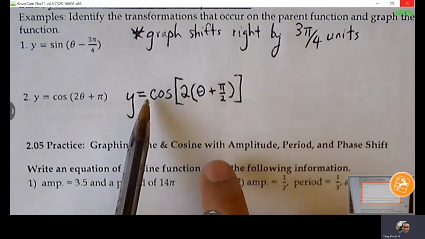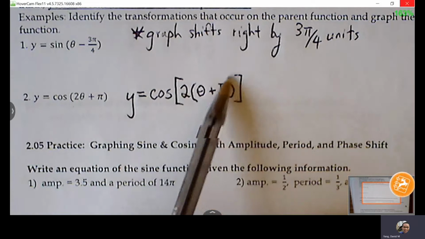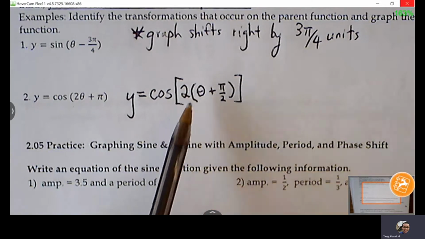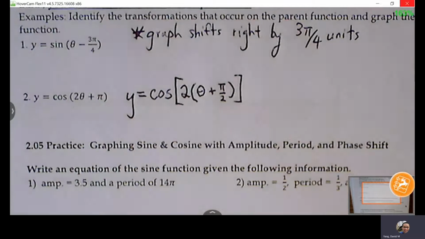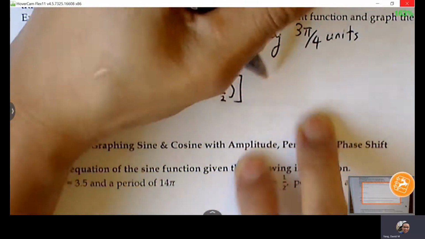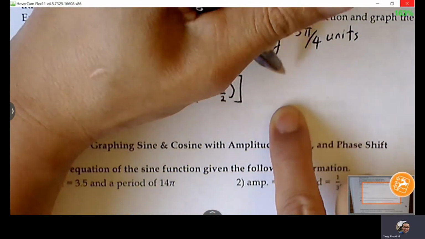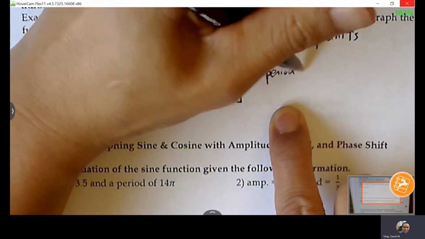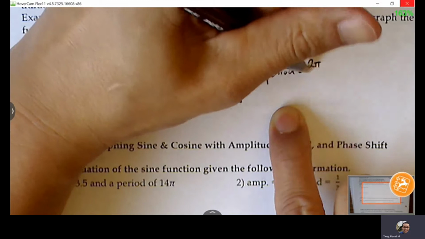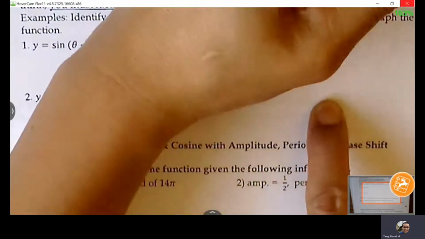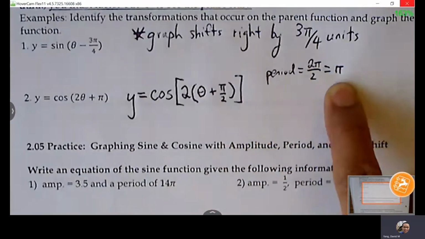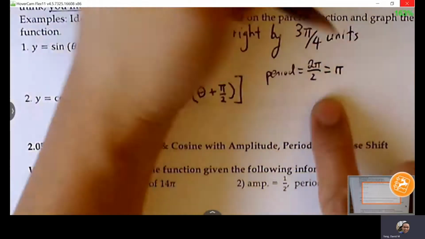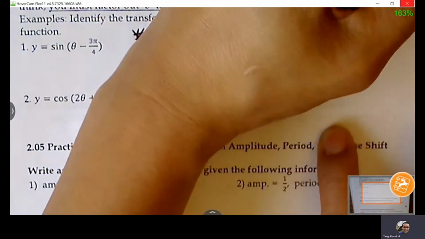Okay, so we said that our a value is 1, our b value is 2, and this is our c value here. Now that b value of 2 is going to change the period, or the cycle, of our problem. So we'll do a quick evaluation here. Period is going to be 2 pi over our b value, which is pi. So that's going to shrink our period by a factor of 2.